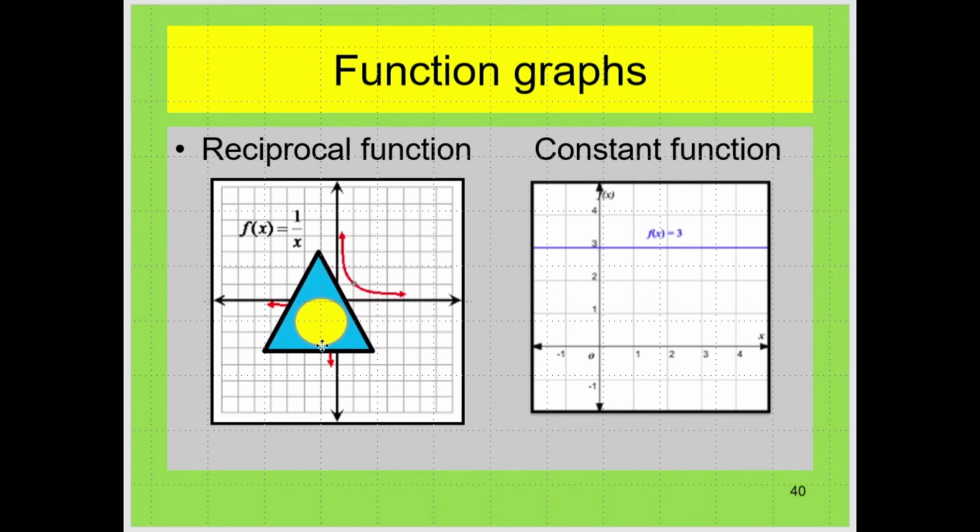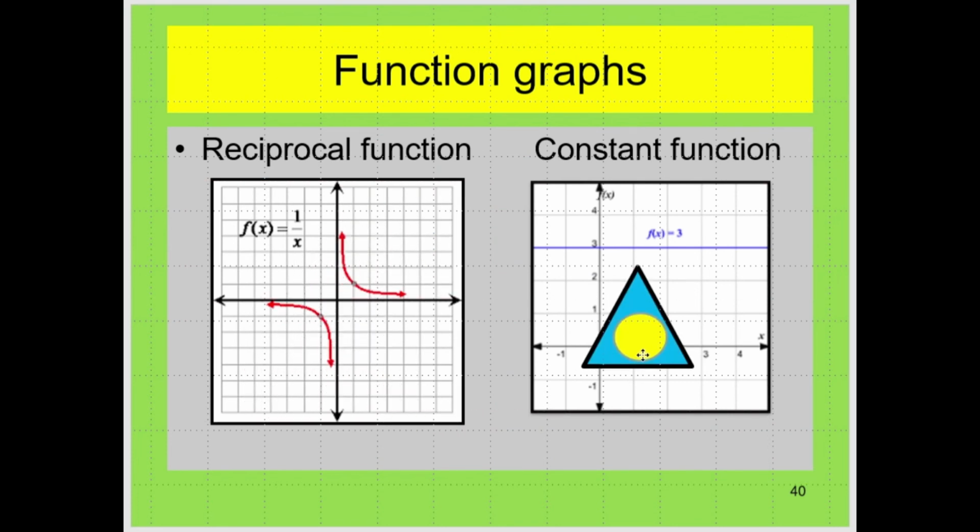Reciprocal function. This is f of x equal to 1 by x. Constant function f of x equal to some constant. Here f of x equal to 3 is shown. For whatever be the value of x, the function will be equal to 3. This is also a linear function.